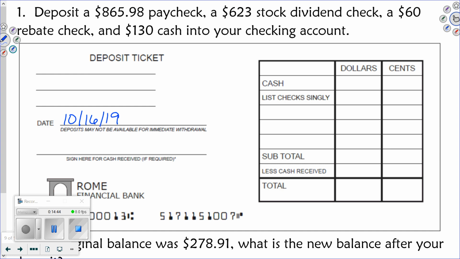Will we need to sign it? Are we getting cash back? No. If you're not getting cash back, you don't have to sign. You only sign if you want money back from it.